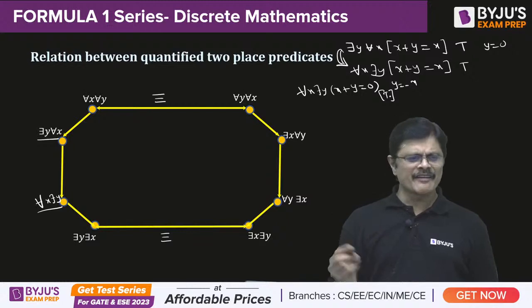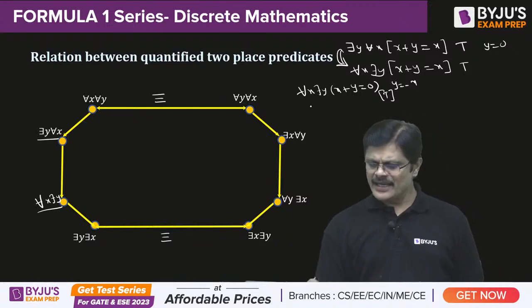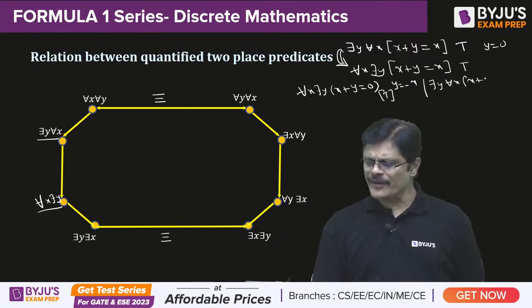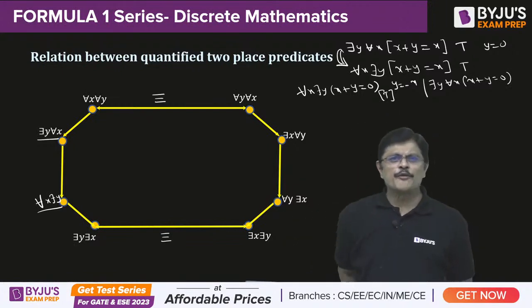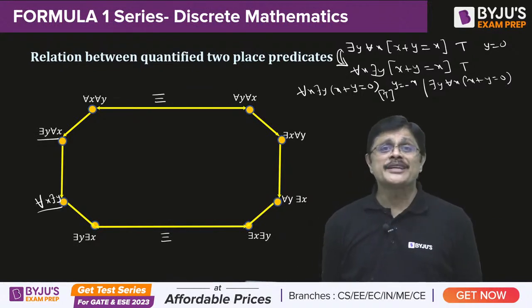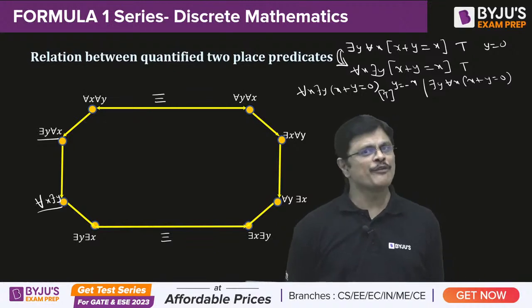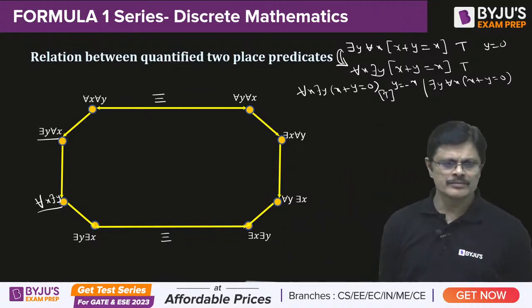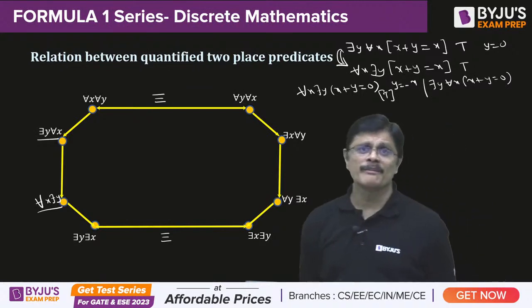But can you do it in the reverse order? That is, there is a y for all x, x plus y is 0. That is a single y working for every x. Can you fix the y here? For example, y is minus 2. Can you fix y as minus 2? Can you do that?